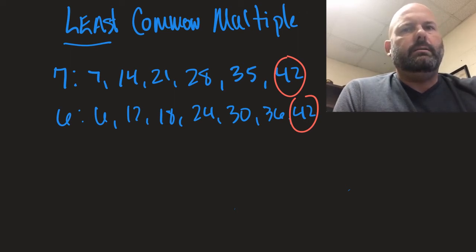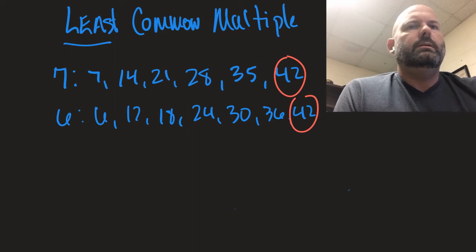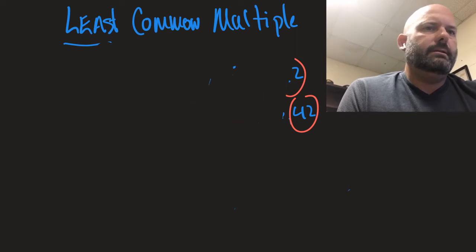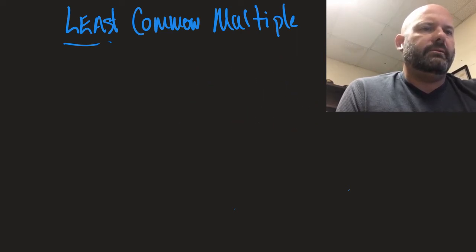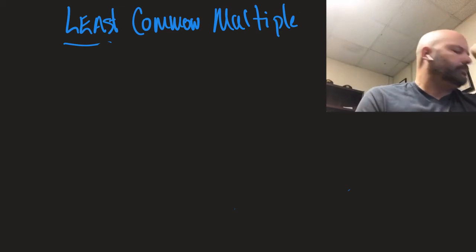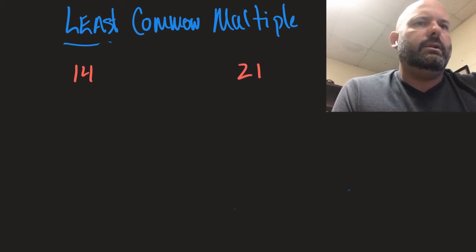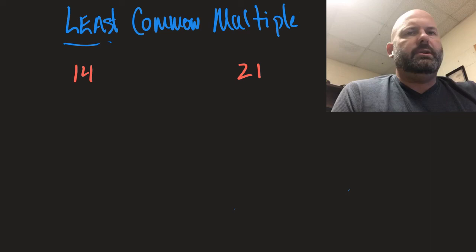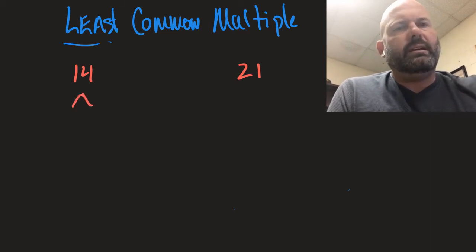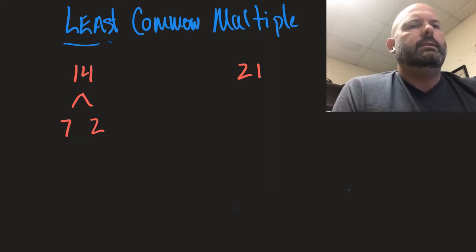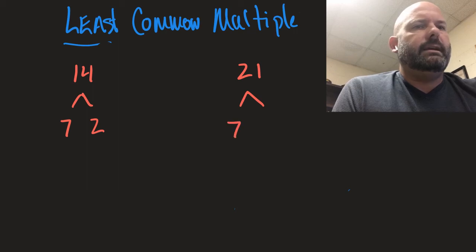Just like we did with the greatest common factor, we can use a factor tree. And this is more commonly referred to as prime factorization. And I'll show you that real quick. So if I have 14 and 21, right? I'm going to try to break these numbers down. Well, let's think of two numbers that multiply together equal 14. 7 and 2. Now, can I break either of these numbers down any further? 7 is a prime number, because the only factors I have are 7 and itself. 2 is the same. 21, how about that? 7 and 3.